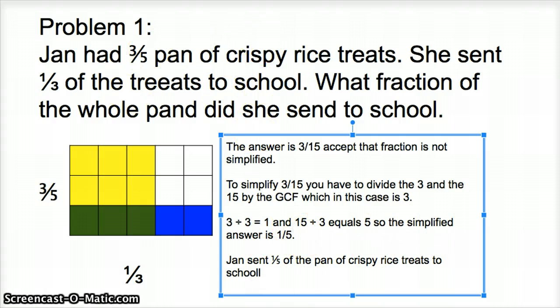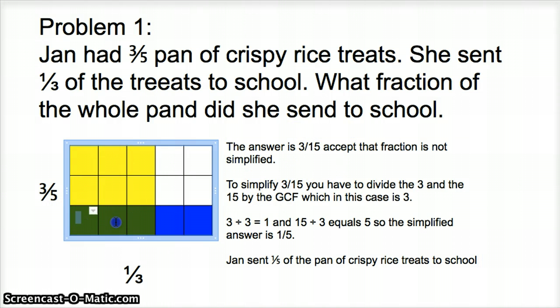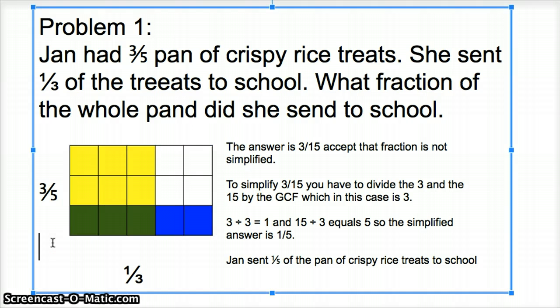So your final answer to this word problem is Jan sent 1/5 of the pan of crispy rice treats to school. So nothing's different from yesterday. You're just having to simplify the fraction at the end. So we're going to get however many overlapped, that's my numerator, over how many total rectangles there are.